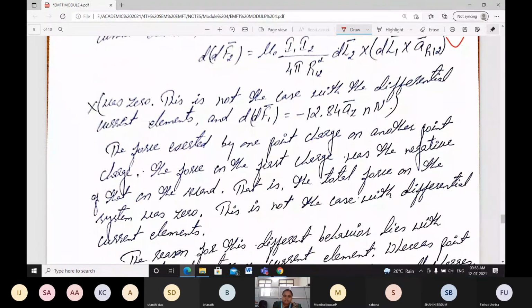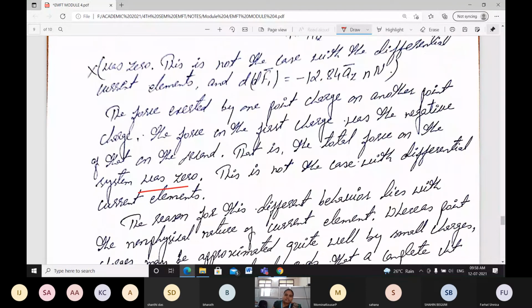Then the force exerted by one point charge on another point charge. The force on the first charge is negative if I consider the second, then first is positive, when it goes for second it is negative. The total force is going to be zero when I add up both. The total force on the system is going to be 0.